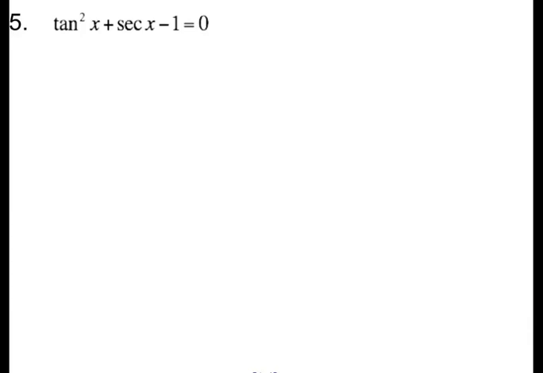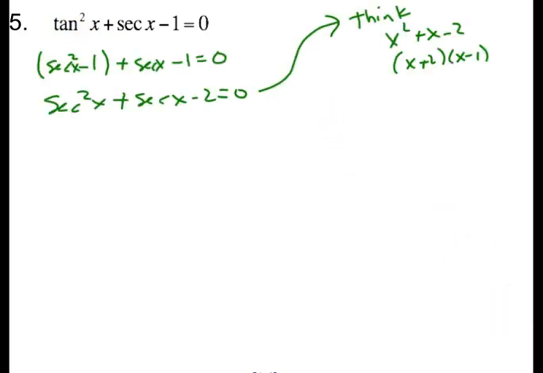Now this one's different for number 5, because now I have tangent squared plus secant x minus 1 is equal to 0. But you know, I can't factor anything if I don't have the same trig function, so I have to think to myself, is there an identity that I can use to convert either tangent into secant or secant into tangent? When I see the square, I'm thinking, well, is there a Pythagorean identity that maybe I can use for a conversion? And there is, because tangent squared is equal to secant squared x minus 1. So I'll go ahead and plug that in.